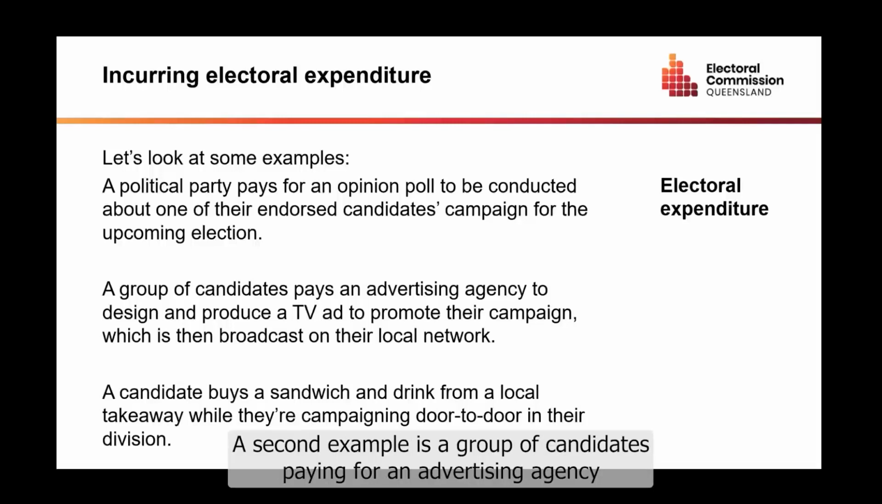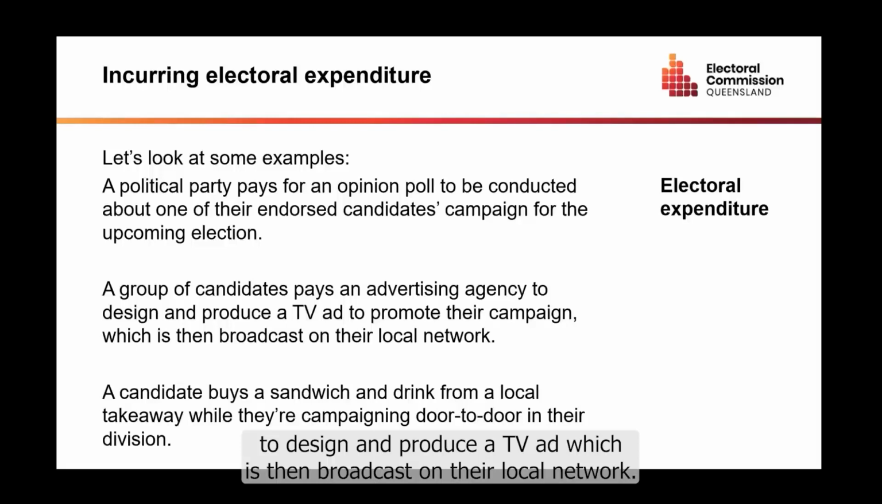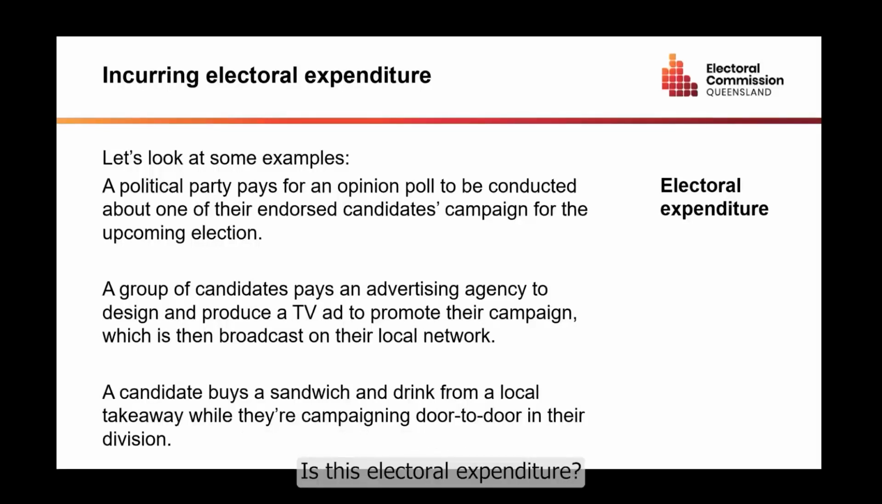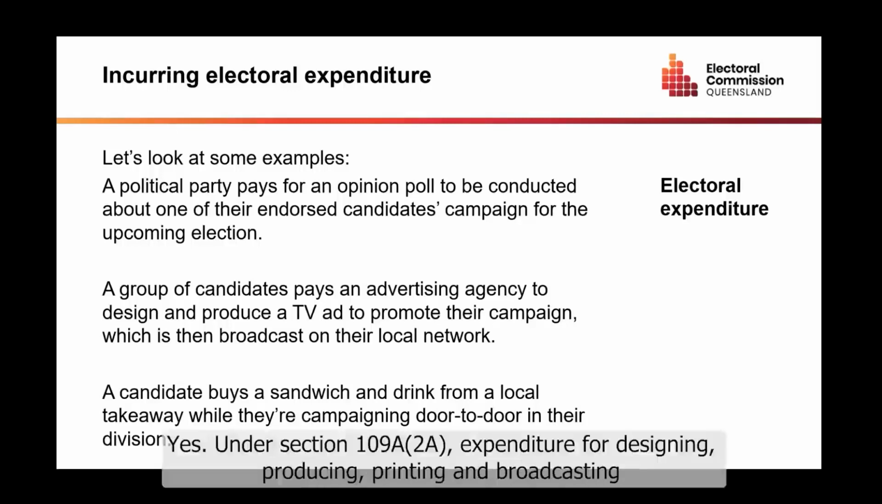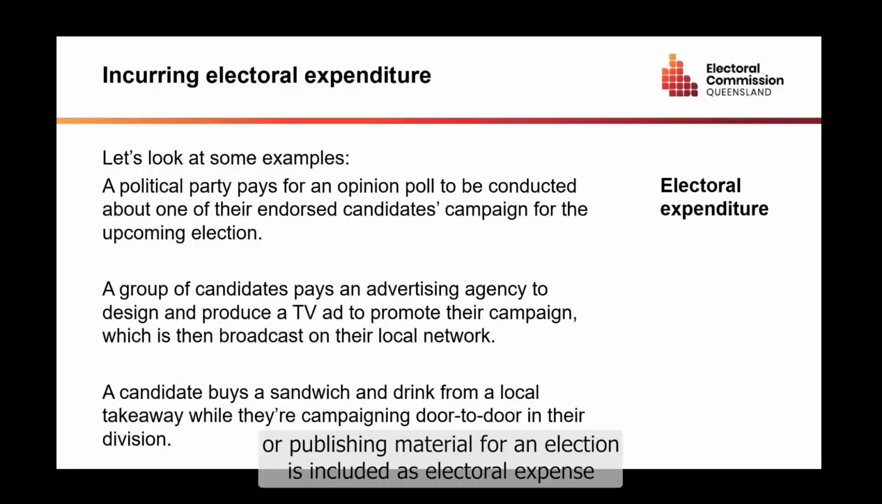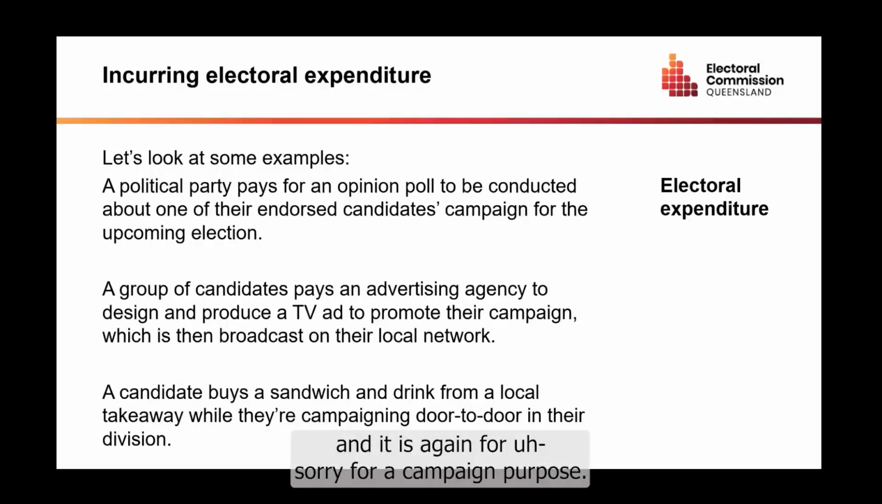Our second example is a group of candidates paying for an advertising agency to design and produce a TV ad, which is then broadcast on their local network. Is this electoral expenditure? Yes, under section 109A, bracket 2A, expenditure for designing, producing, printing, broadcasting, or publishing material for an election is included as electoral expense, and it is again for a campaign purpose.